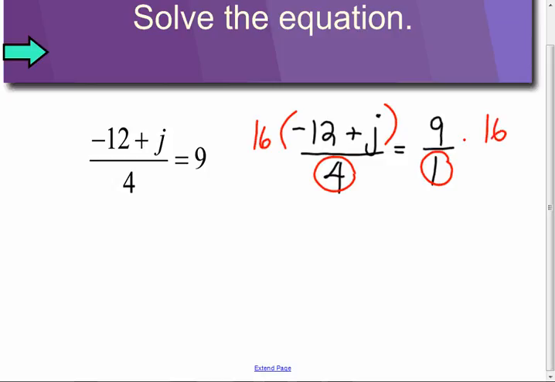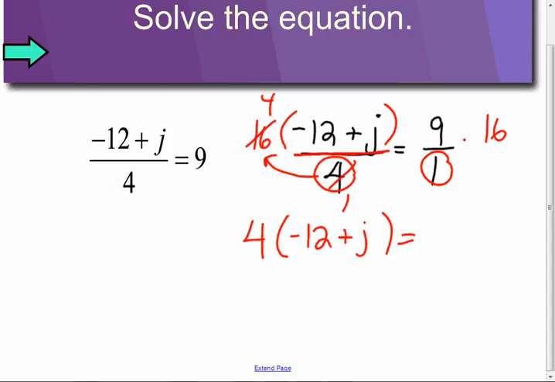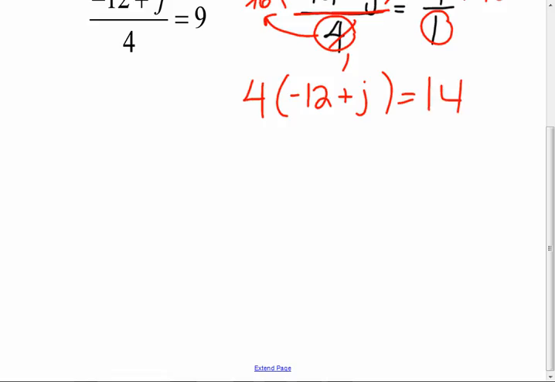Okay? What happens here when I do this? Does 4 go into 16? How many times? 4. So I get 4 times negative 12 plus j. This little bar is called a vinculum, which is like a parenthesis, but you never heard that word before. And 9 times 16. Anybody know what 9 times 16 is? You guys have calculators. 144. And then you could distribute, which I haven't gotten to yet.